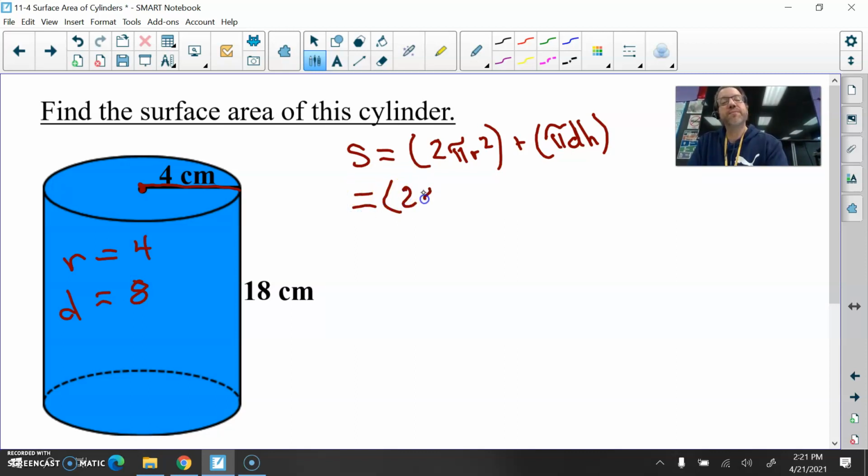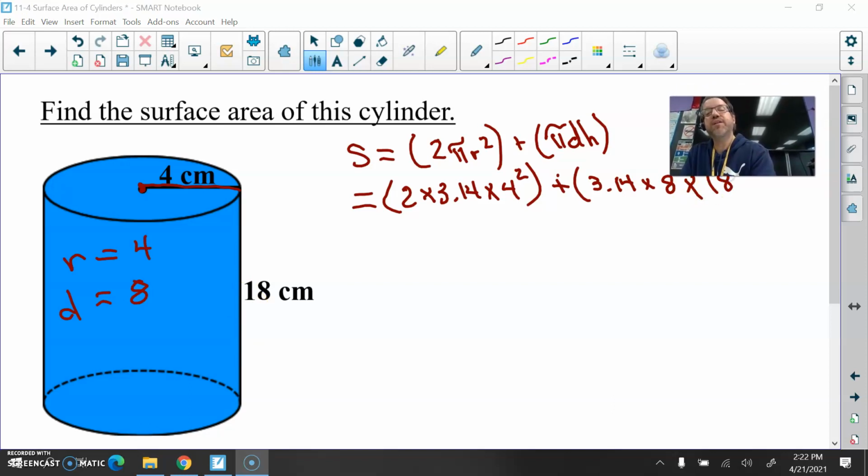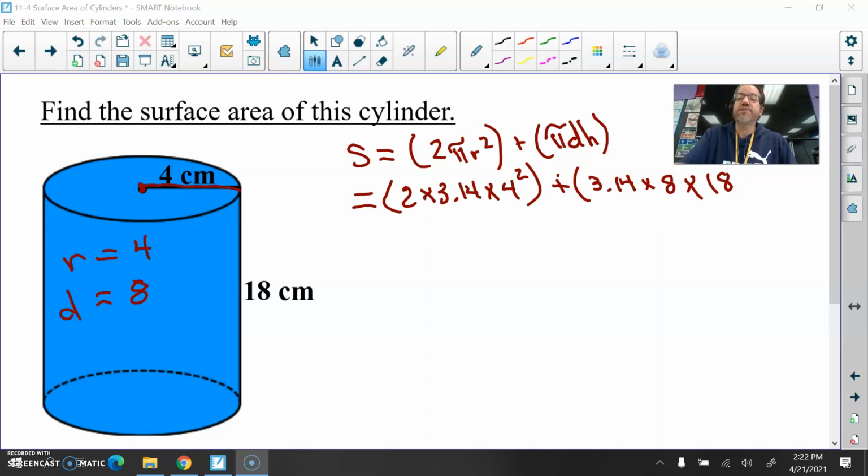So I have 2 times pi, 3.14, times r squared, 4 squared, end parenthesis, plus, and then second set of parentheses, pi is 3.14, times diameter, 8, times height. The height does go up, down in this one. It's 18. Remember, height is the distance between those bases. Okay?